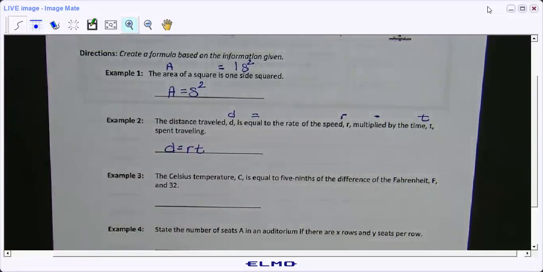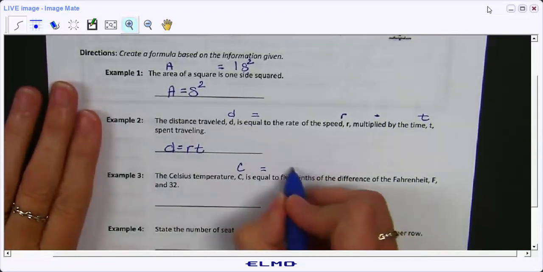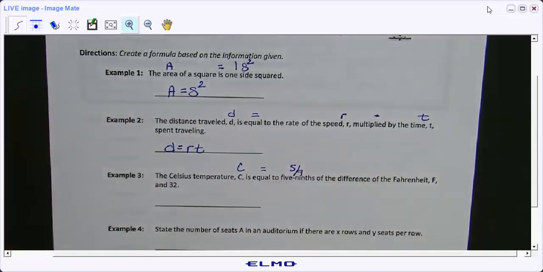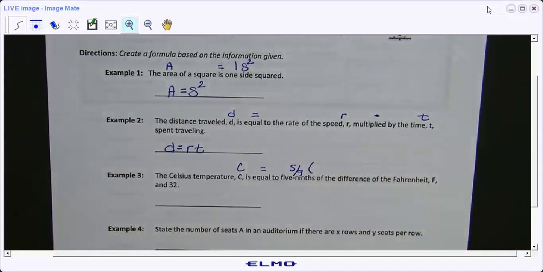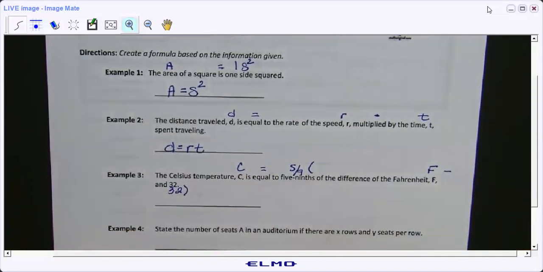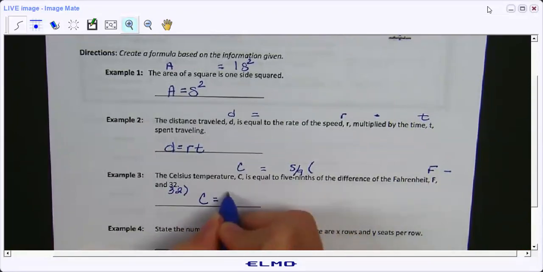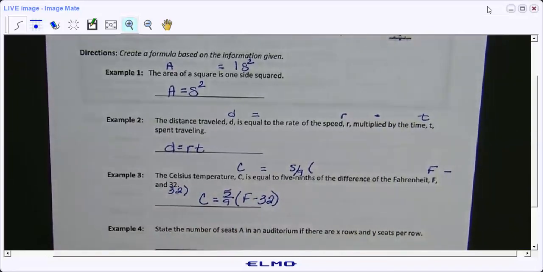Look at this. The Celsius temperature C, so we know we're going to start off with C, is equal to 5/9 of the difference. Okay, anytime that you see the difference of 2 terms, so here we have the difference of Fahrenheit and 32, you're going to put those in parentheses. So we're going to start our parentheses. The difference means that we're going to subtract those 2 terms. So this would be an example of how you can't write it exactly how it's written. We're going to write the difference of Fahrenheit and 32. So how would we write that? F minus 32. So we have F minus, and then we have 32. Okay, and then end your parentheses. So our final answer would be C is equal to 5/9 of the difference of Fahrenheit and 32, just like that. And some of these you already know the formulas too.